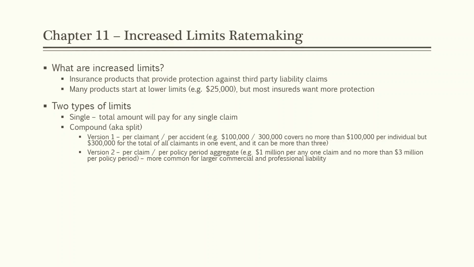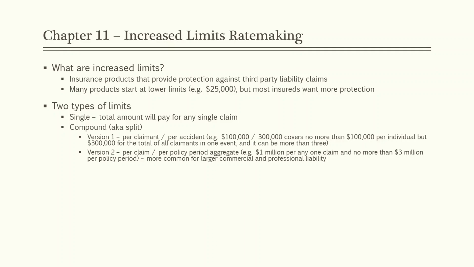Compound limits are a little bit different. There's a couple ways you can do it. There's per claimant and per accident. For example, the first amount covers how much they will cover for losses for any one individual. So $100,000 could be that number, say. And then per accident is $300,000. So it covers no more than $100,000 per individual, and then no more than $300,000 for the total of all claimants in one event. And even though it's a factor of 3, it can be more than 3.